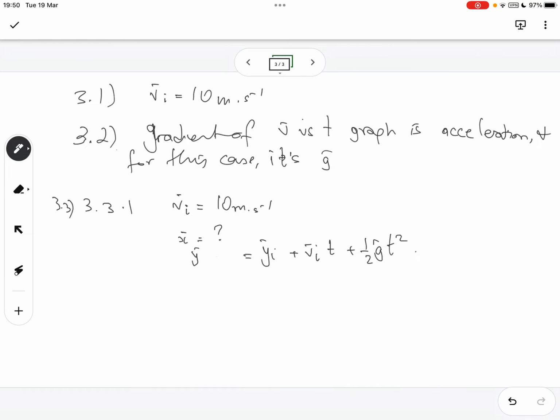Yeah, squared. All right, cool. So we can use that. It's fine. We can use that.